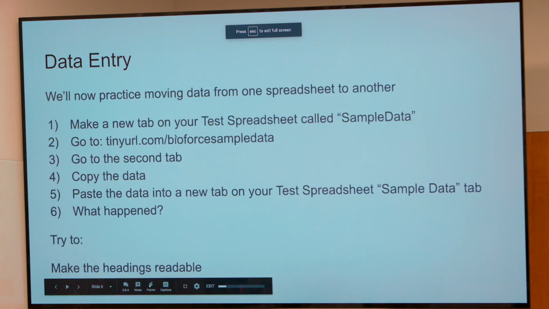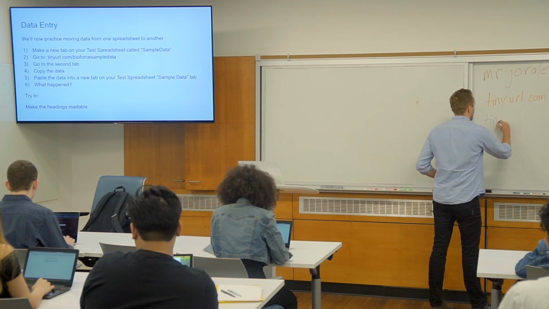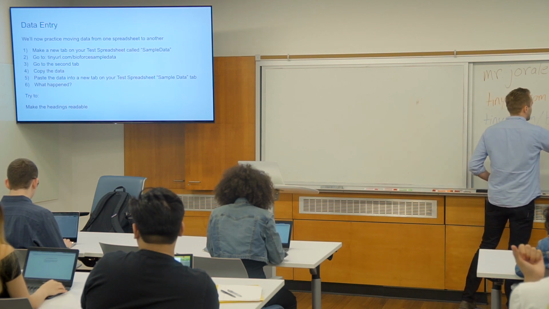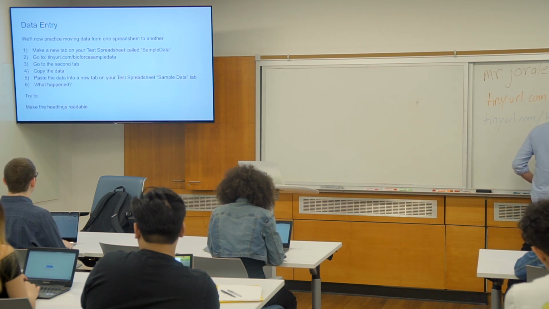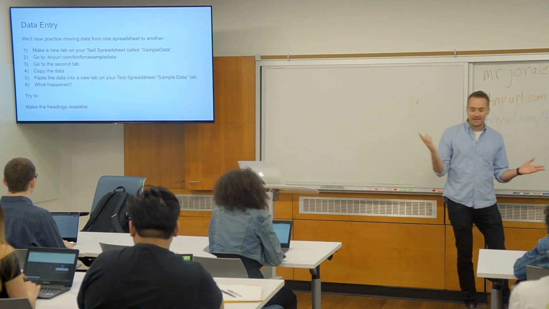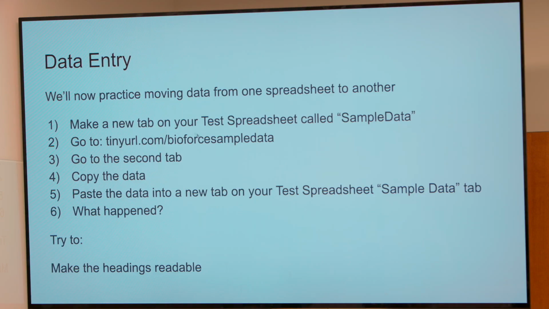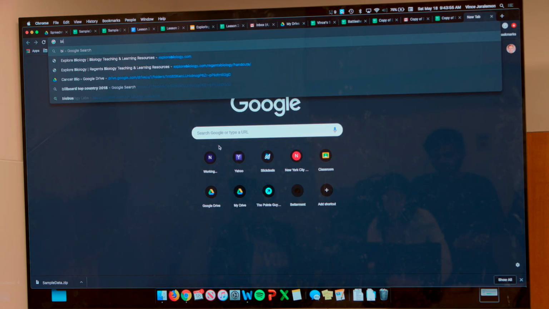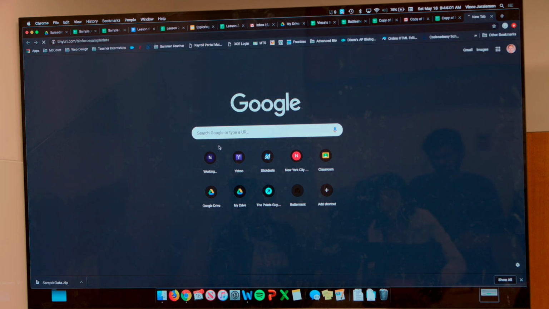Okay, next you're going to go to tinyurl.com/bioforce-sample-data. And this is just some random sample data. I just found it online, but it's easy to analyze. It seems like it's referencing some sales data of school supplies. That's not important. What is important is that we're going to be able to manipulate this. So I'm going to go to tinyurl.com/bioforce-sample-data.